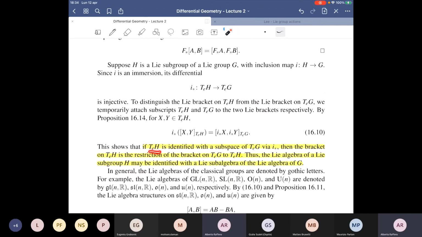You can identify the tangent space to H at the identity with a subspace of the tangent space of G at the identity. And the bracket on this tangent space will be the restriction of the bracket that you can define on the tangent space to G at the identity in the way we said a few minutes ago. I said the restriction to this subspace. So in particular, the Lie algebra of a Lie subgroup may be identified with a Lie subalgebra of the Lie algebra of G.